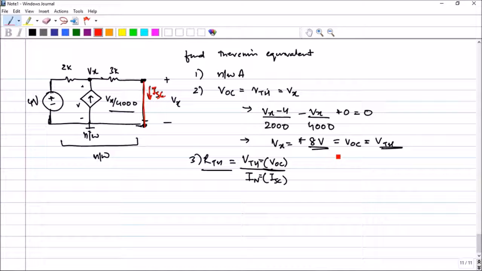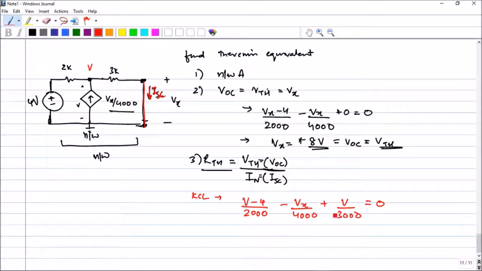Now let us write the node equation again. Let us try to find the value of Ix. This voltage will be V. This is not the same as Vx, because now you have a resistance and a current will be flowing here, so there will be a drop. Applying KCL, I get (V minus 4) divided by 2000, minus Vx divided by 4000, and this particular current is nothing but V divided by 3000, equal to 0.